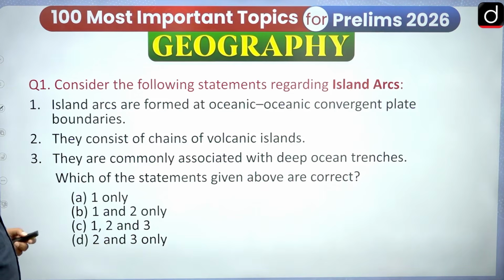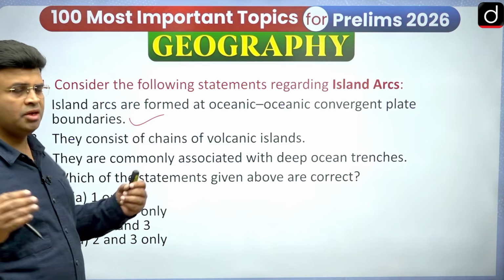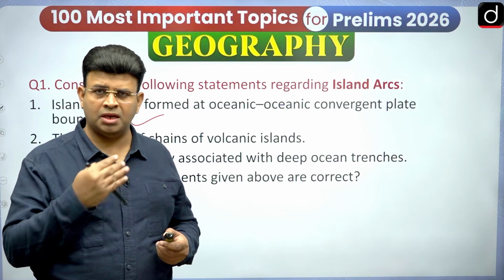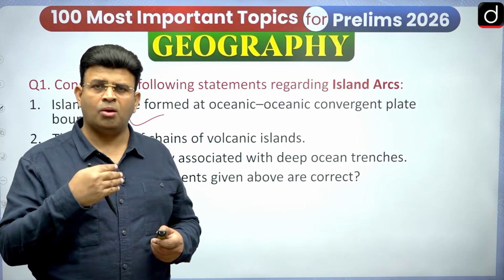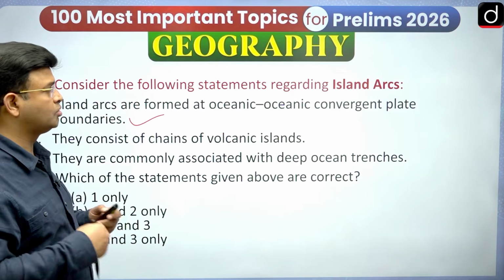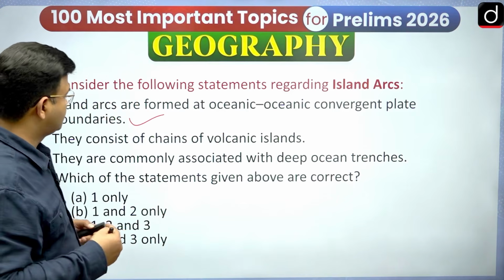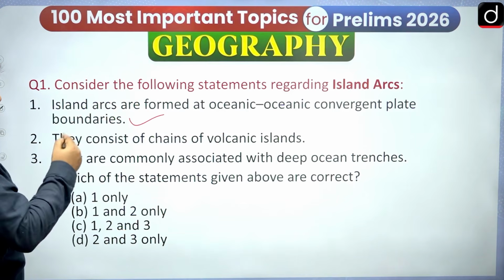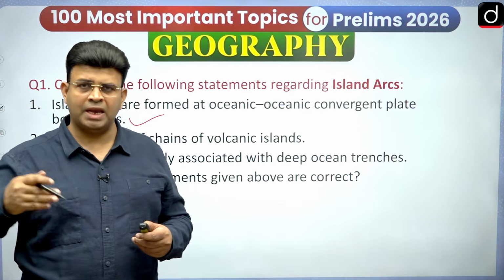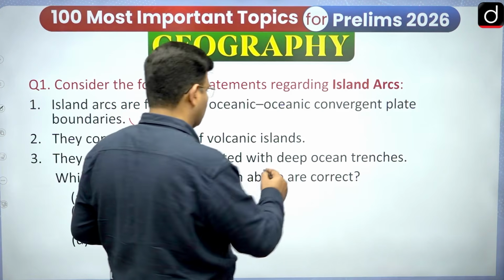Now consider the following statements regarding island arcs. Island arcs are formed at oceanic convergent plate boundaries. That's true. The Japan island arc, Aleutian island arc, Philippines island arc, New Zealand, Indonesia, Andaman and Nicobar, all these are formed by ocean convergence. This is also known as the volcanic island arc. So this is the correct one. They consist of chains of volcanic islands. Actually, in Japan and elsewhere, there is a chain of volcanic islands. So this is also correct.